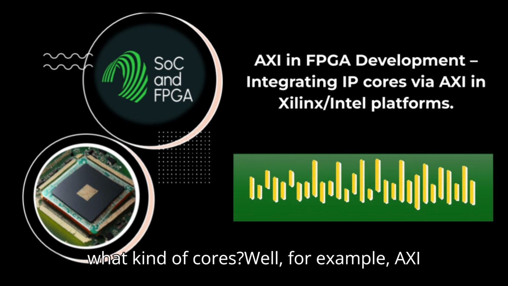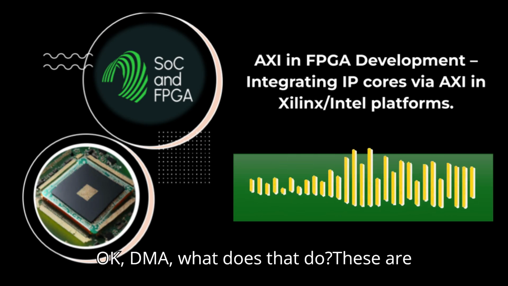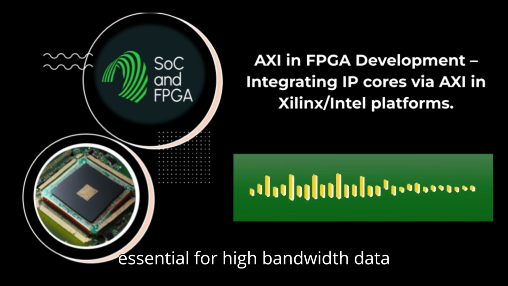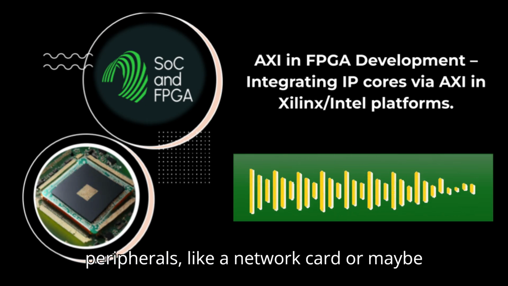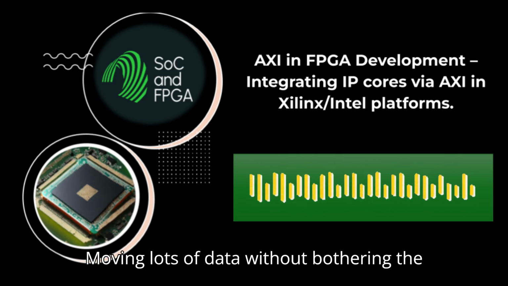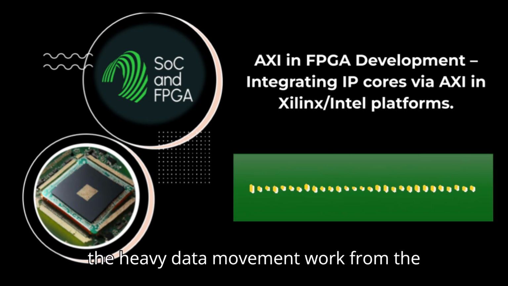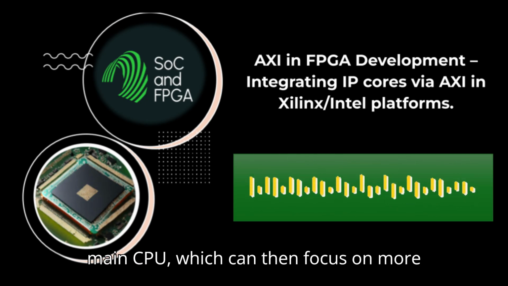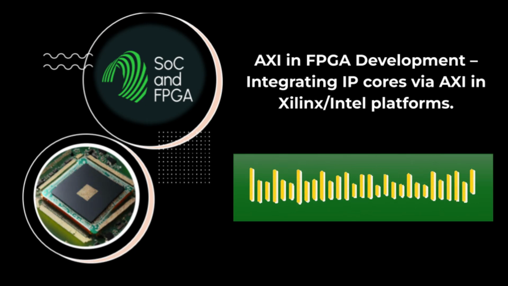Well, for example, AXI DMA controllers, direct memory access. Okay, DMA, what does that do? These are essential for high bandwidth data transfers, usually between memory and peripherals, like a network card or maybe a specialized image processor. Right, moving lots of data without bothering the main processor. Precisely. They offload the heavy data movement work from the main CPU, which can then focus on more complex tasks. Huge performance gain.